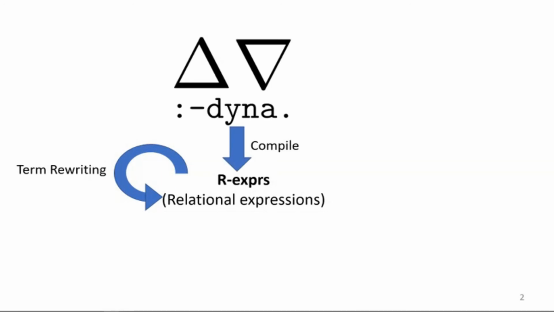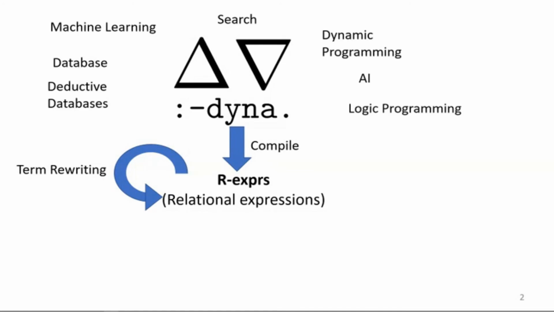So this talk is about our relational expression language, or RXpers for short, that we have developed and are manipulated using term rewriting. Now, the reason that we have developed RXpers is that we needed an intermediate representation for the programming language Dyna. Dyna is a logic programming language that generalizes Datalog and Prolog and has been designed to be especially good for representing weighted programs such as those commonly found in machine learning and artificial intelligence applications.